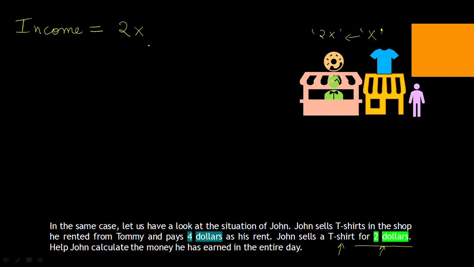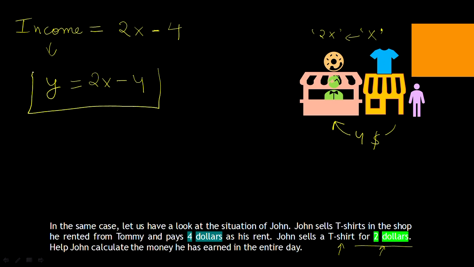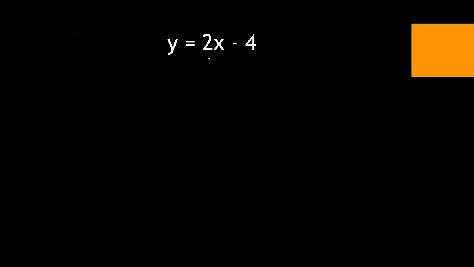Is that it? Well, no, that is not the total income, because he also has to pay $4 as rent to Tommy. So we have to reduce $4 from his total income, and that is his final income. Now, because income is a variable, we need to use a variable to represent it. Let's say y again, we'll stick with y, it could be anything. Y equals 2x minus 4. That is our final linear equation that represents the situation of John. Now, this is our equation.